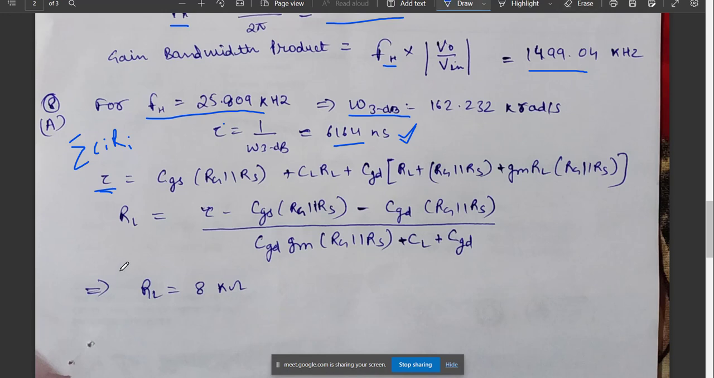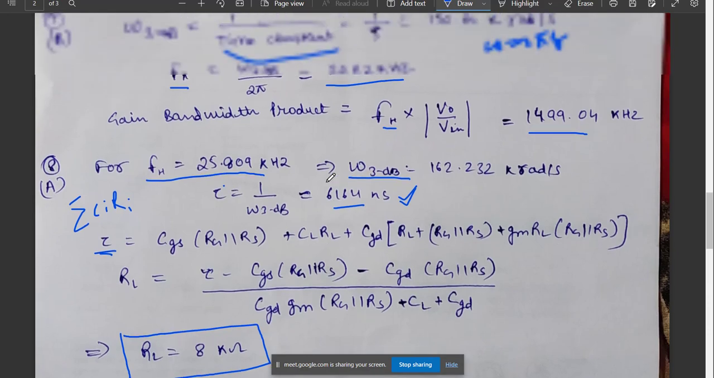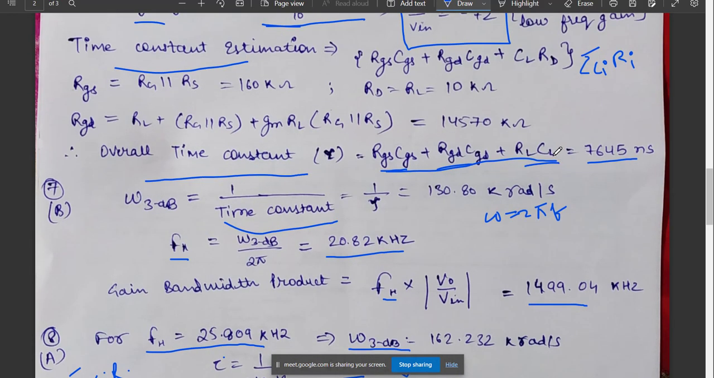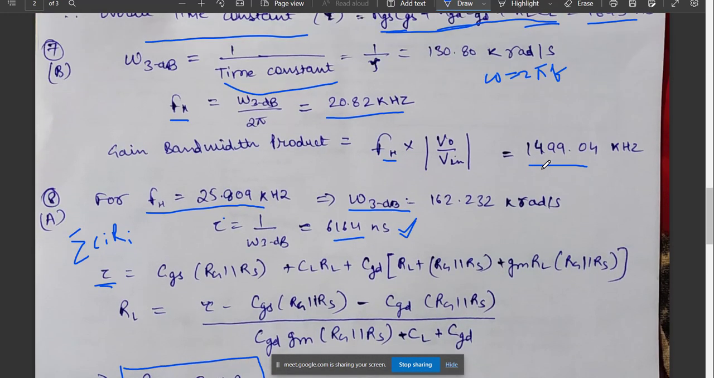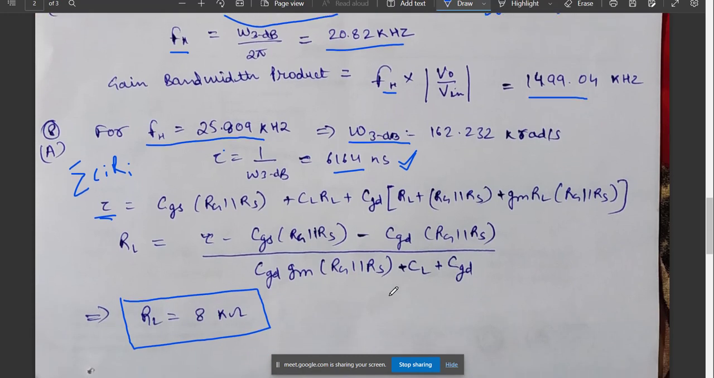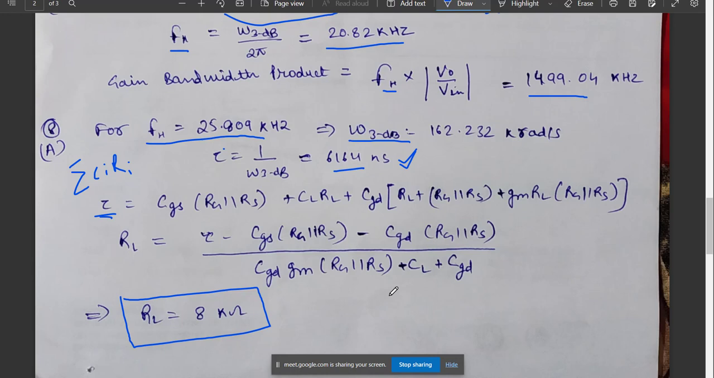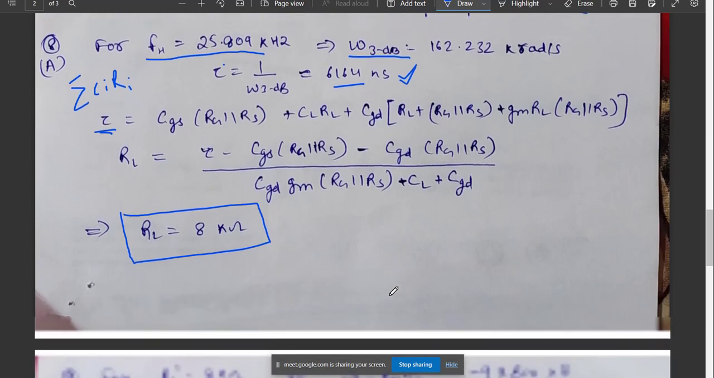Ma'am, why are we considering CLRL also? Because the time constant is the summation of CiRi. But in the formula in the previous case, there is no CLRL. Here it is, see here. Oh, okay, yes, yes. So that's why. Any other doubt, anyone? No? Okay, let's go ahead.